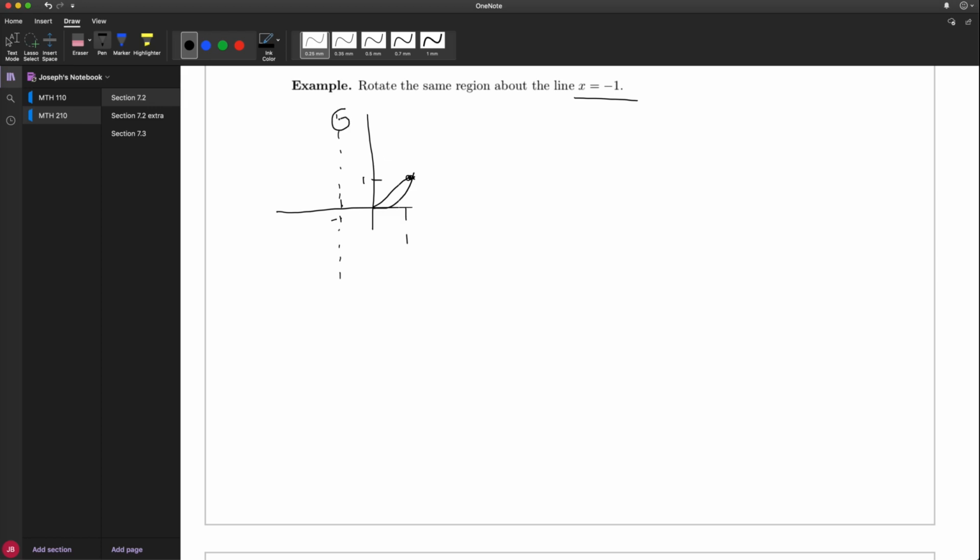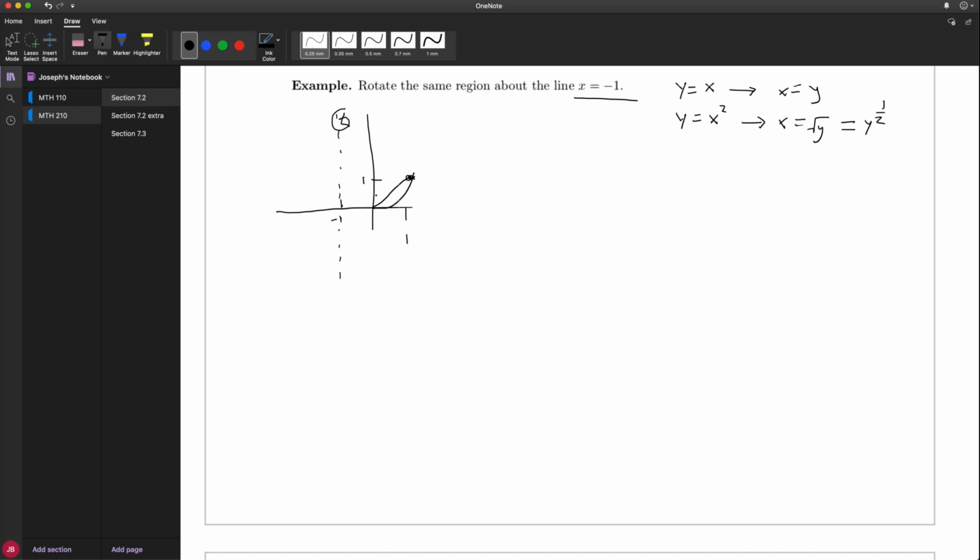Because this is a vertical line and I'm in section 7.2, I need to convert my functions over to functions of y. My first function was y equals x; I can just rewrite that as x equals y. My other one was y equals x squared, which is just x equals the square root of y, which I'm going to rewrite as y to the 1/2.